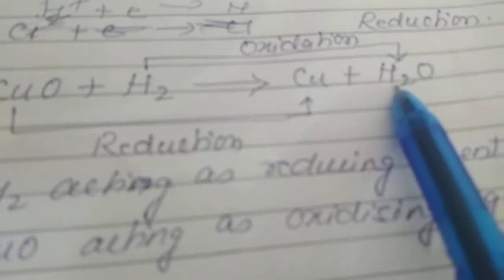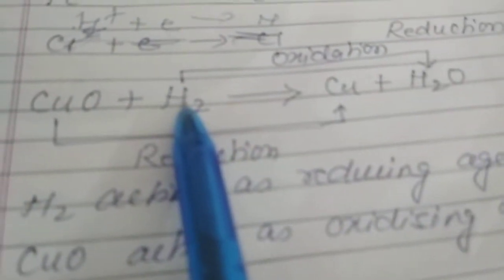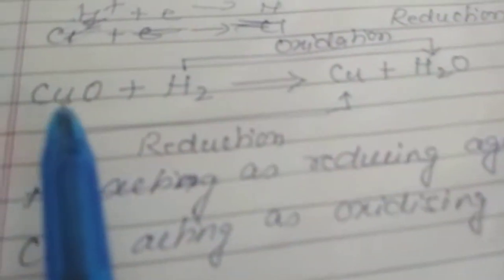On the other hand, hydrogen has taken up oxygen. Oxygen is added to hydrogen, forming water. So hydrogen after taking oxygen forms water. So oxidation has taken place. Addition of oxygen, oxidation; removal of oxygen, reduction.